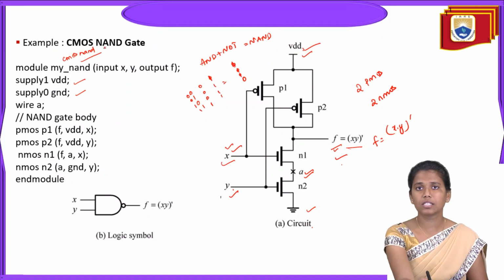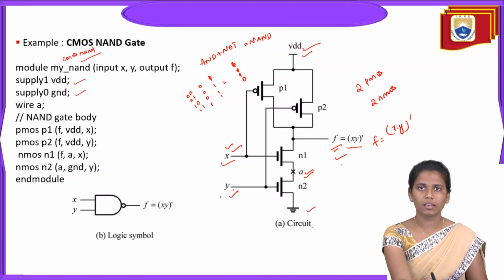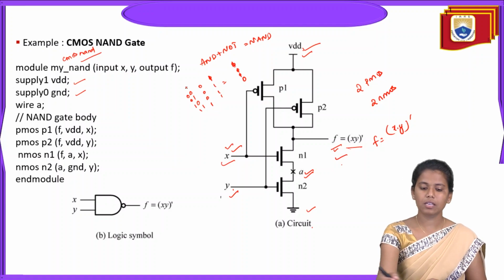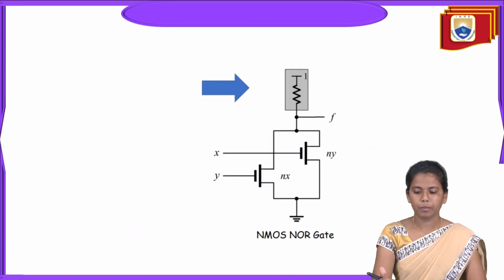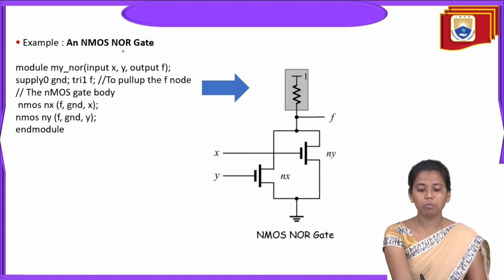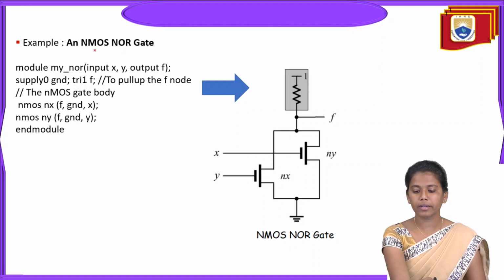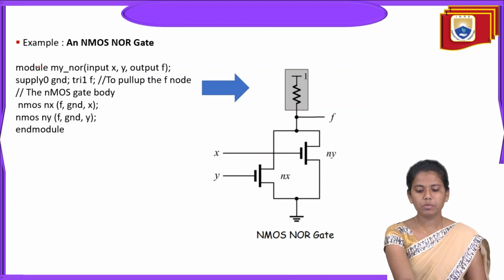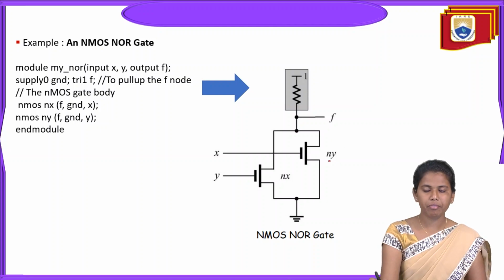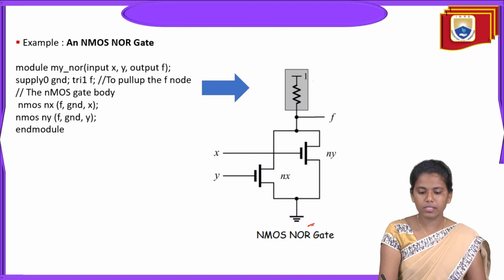So why are we considering this CMOS NAND gate? We know that CMOS is complementary metal oxide semiconductor, right? So the CMOS NAND gate is how we can write the code using all the keywords. And now we will see one more example, an NMOS NOR gate. So we are concentrating on the NMOS, and for NMOS, only N switches are considered. So for these N switches, I'm saying module NOR gate, input X, Y and output F, and then supply is 0, ground is 0.